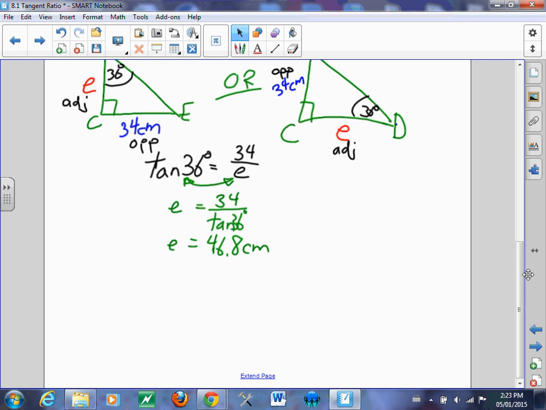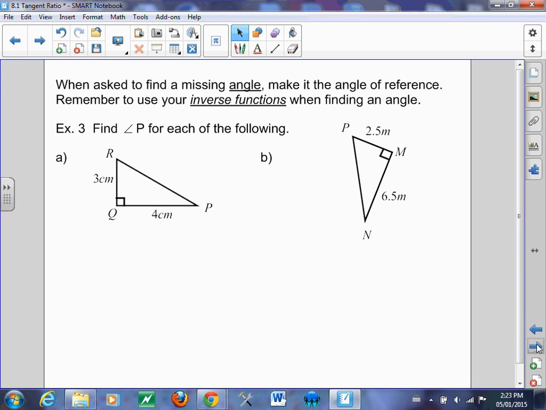All right, so hopefully you're comfortable now, folks, with using the TOA part of the trig ratios, or the tangent ratio, and finding a side length. Let's now explore how to find the angles. When asked to find a missing angle, make sure it's the angle of reference. Remember to use your inverse buttons on your calculator when finding an angle.